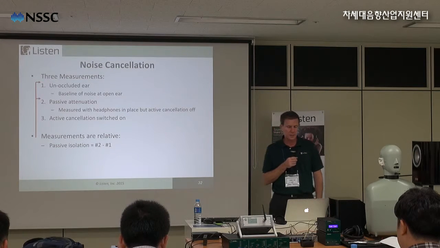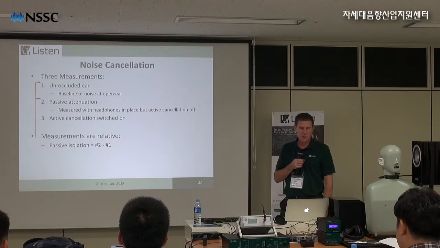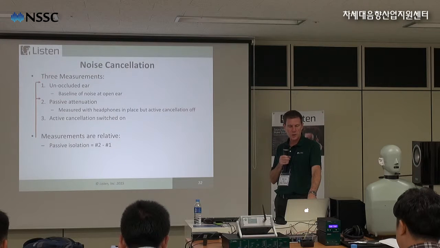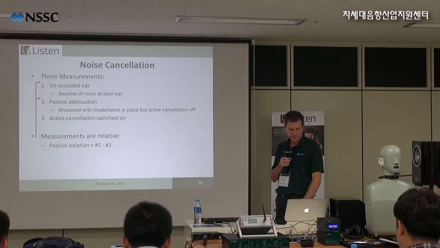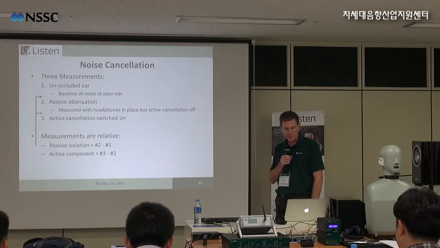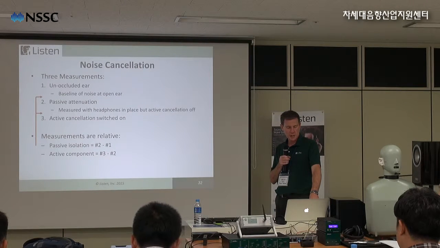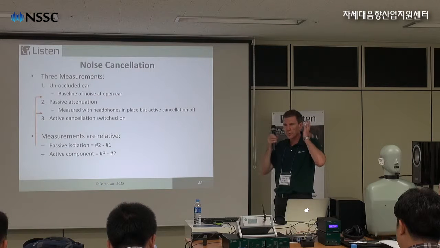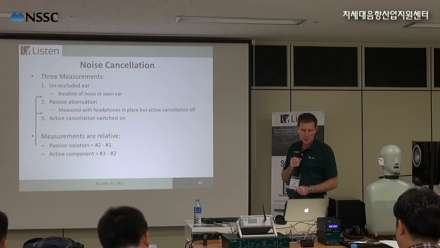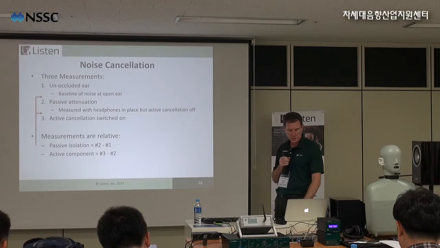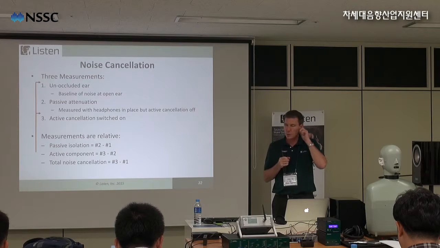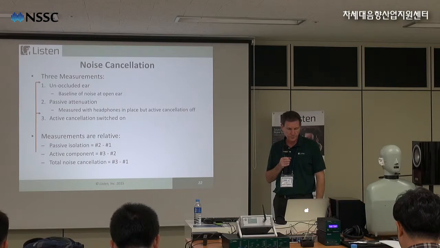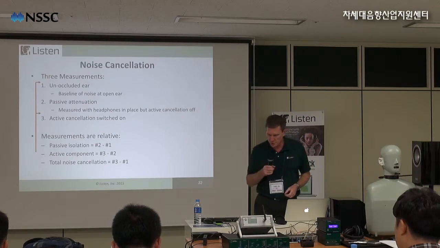So passive isolation will be the passive attenuation compared to the unoccluded ear. And then the active will be the active cancellation switched on. And it also includes passive attenuation now because both are working together. And that will give me the total active component, or the total noise cancellation. So let's do that. Let's switch to SoundCheck.